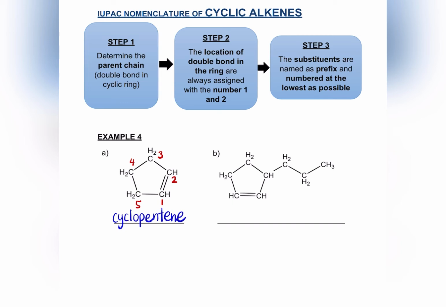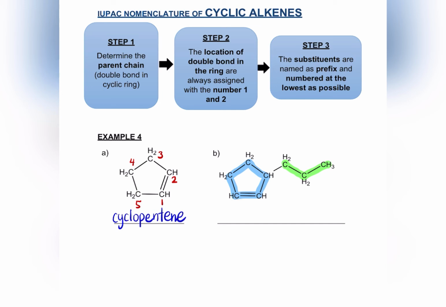Next one, we try B, where I have my ring here and I have my chain here. So if you take a look carefully, this chain only involves 3 carbons. However, my ring involves 5 carbons. So, of course, the parent will be the longer carbon chain, my ring in this case. So to give the numbering, I'm going to identify which carbons have the double bond. For these two, I'm going to start from here, number 1.